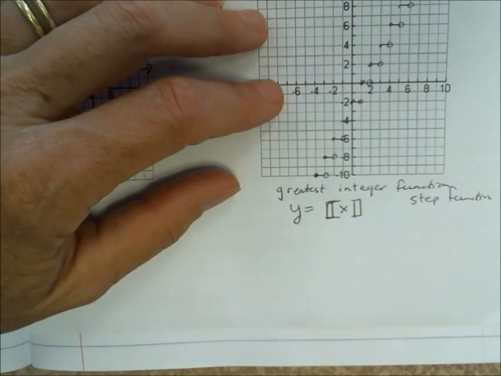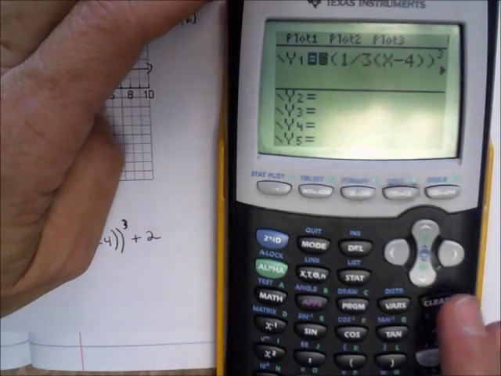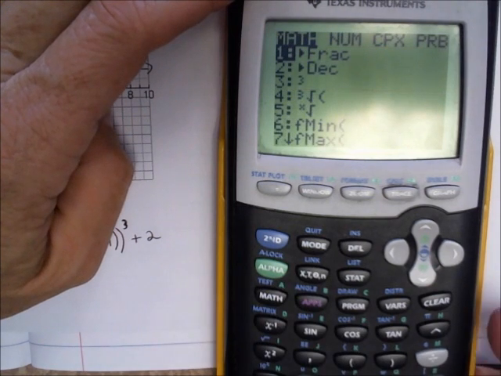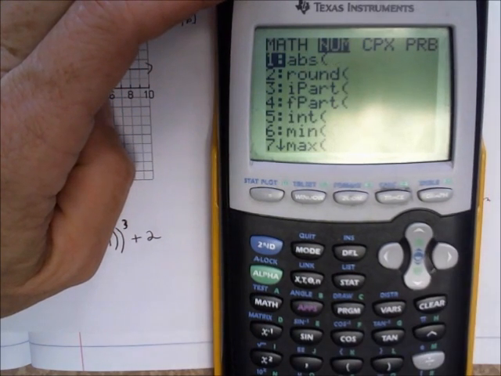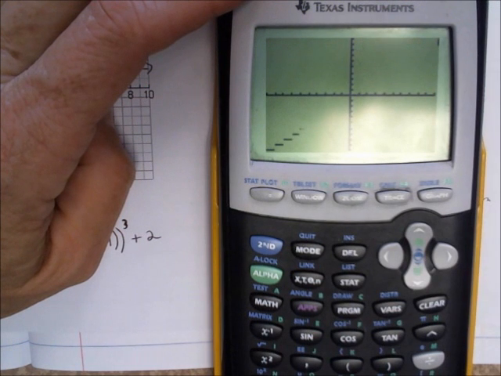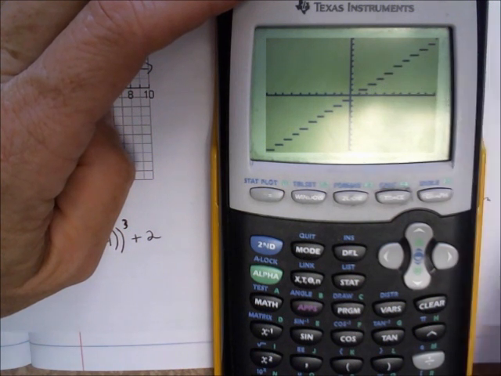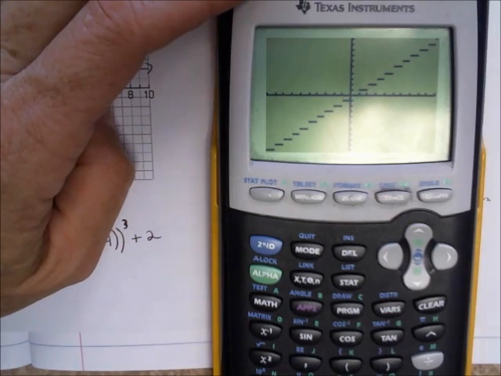All right, so this greatest integer function, let me show you on the graphing calculator how you get that. You're going to hit Math, and then go over to Num, and down to the option 5 int, that is the greatest integer function. And if you just do a greatest integer of x and hit the graph button, you can see those stair steps going. Each one of these steps has a length of 1, and the distance between each one is 1. That's just an untransformed step function.